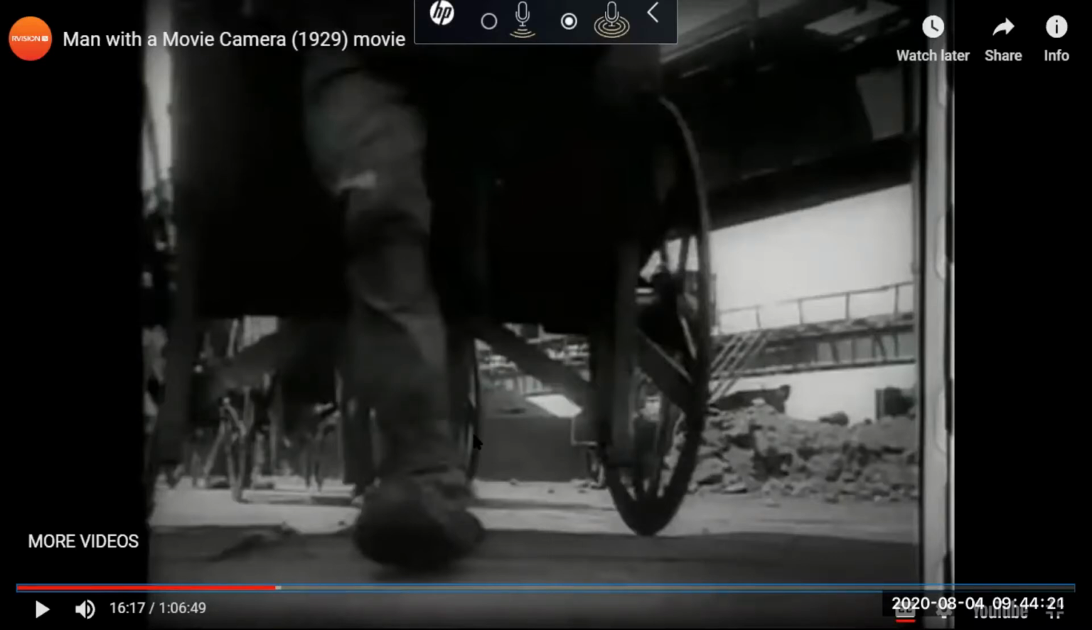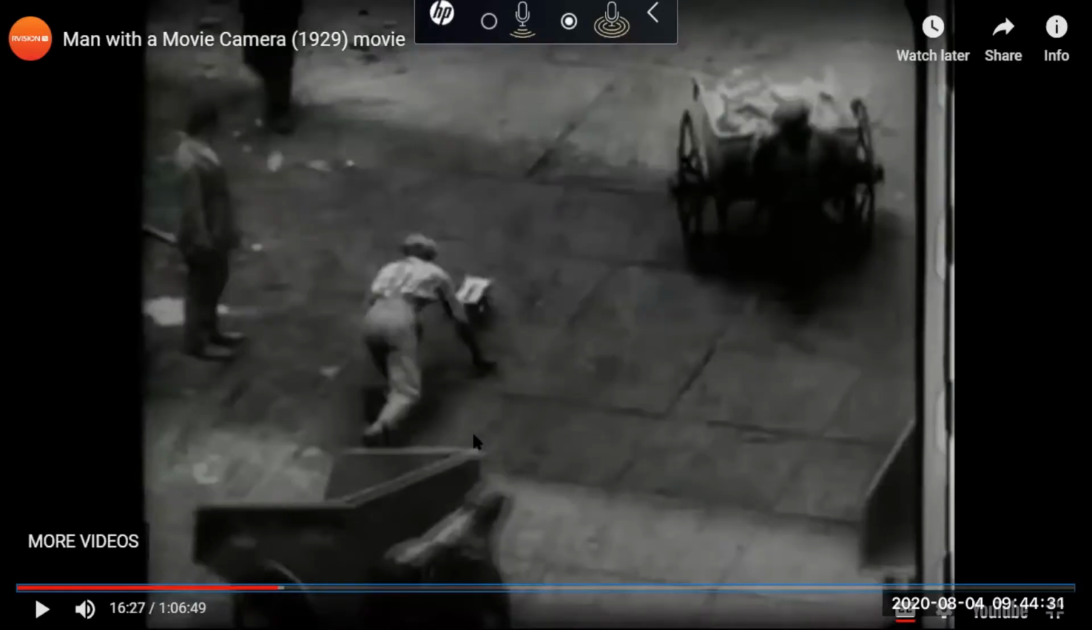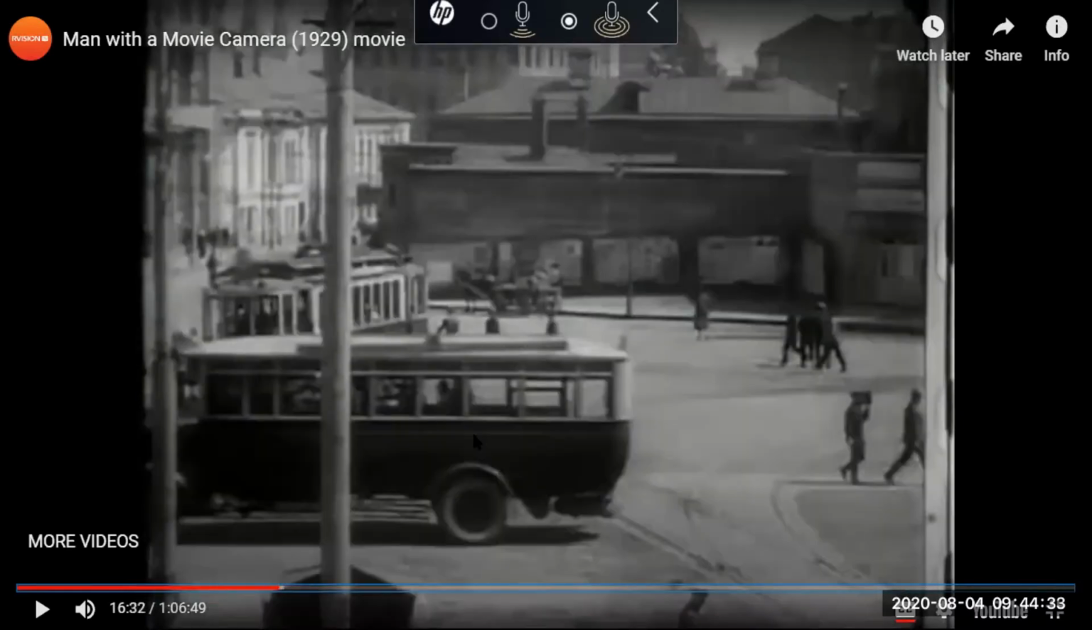Okay, and this shot he has taken from underneath a carriage, and you can see the wheels. Okay, so Vertov has actually tried showing life in the city, and he decided that he will walk through the city with the camera, and you can say that this is also showing what kind of transportation Russia had back in 1919.